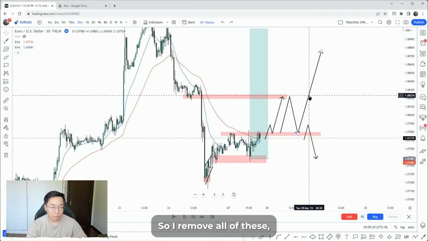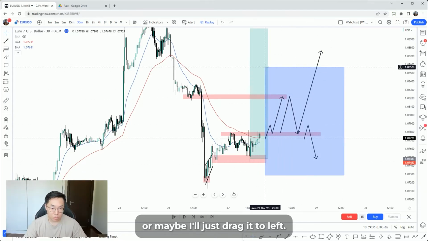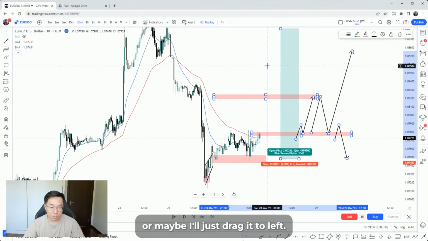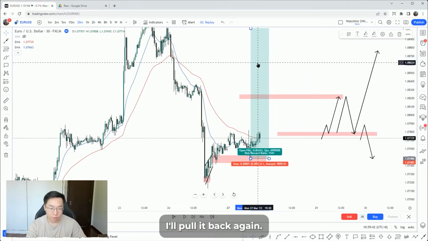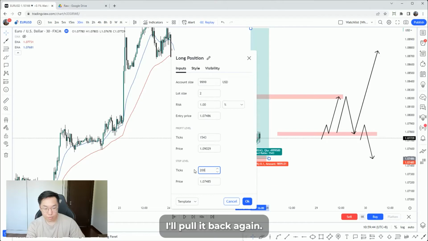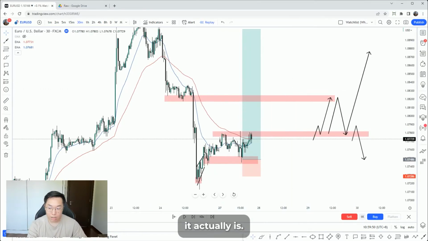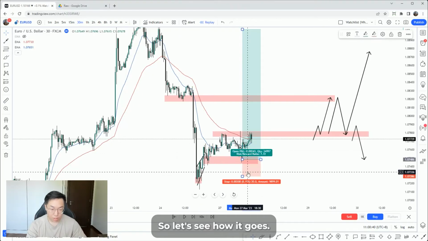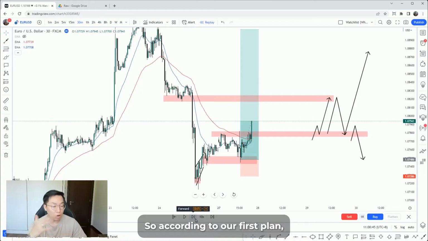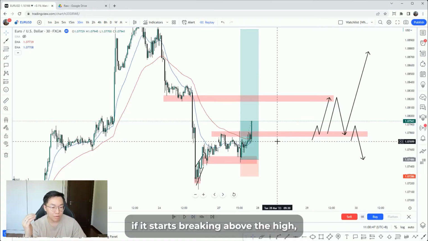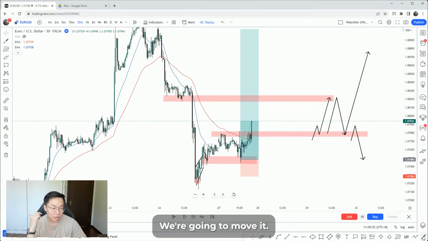All right, so I'll remove all of this, see which scenario is actually on, or maybe I'll just drag it to the left. All right, then I'll put it back again, and let's see which scenario it actually is. So it broke above the high. According to our first plan, if it starts breaking above the high, what are we going to do? We're going to trail our stops. We're going to move it under that structure.